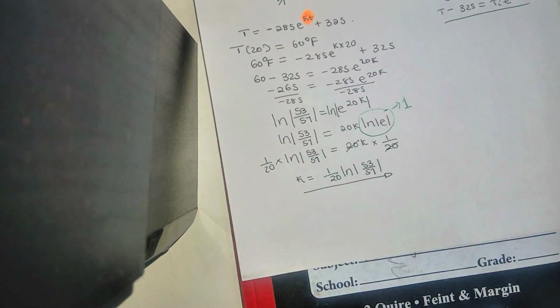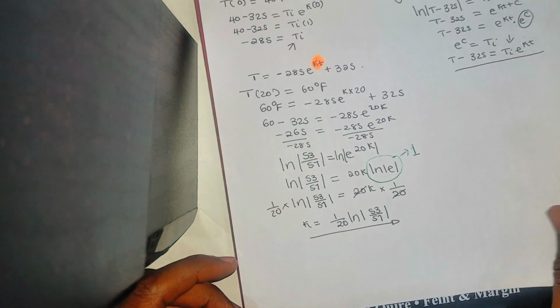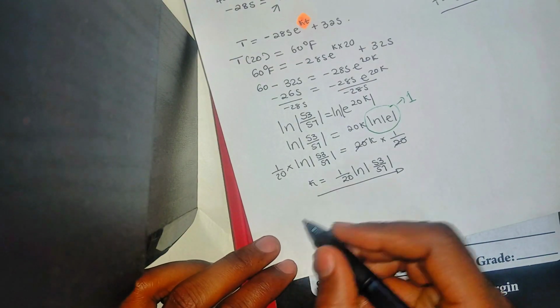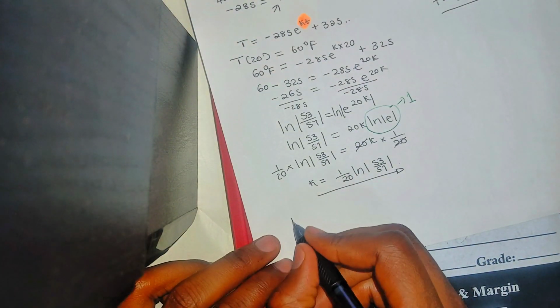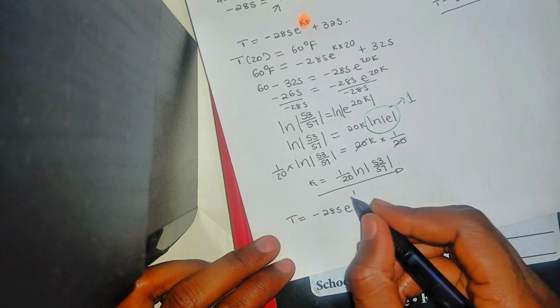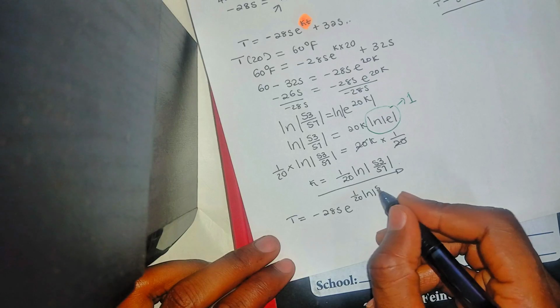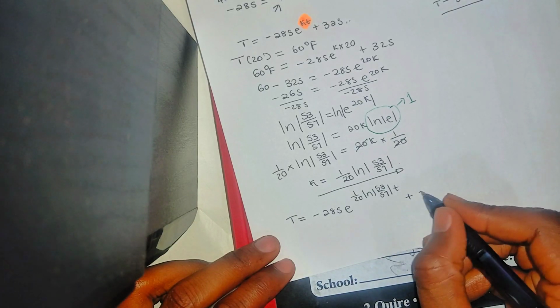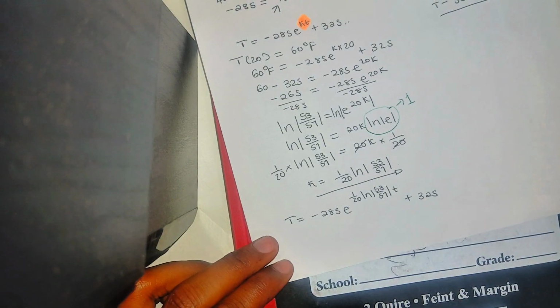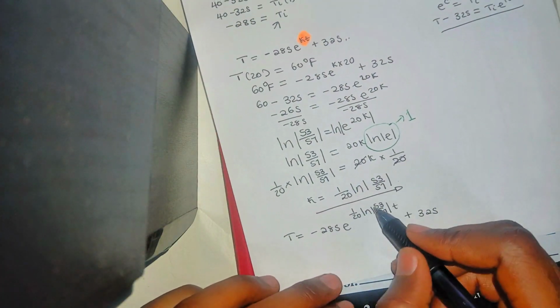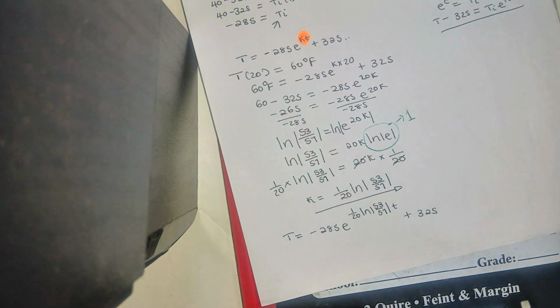So if you are asked to write your equation in standard form, that means you will be ready to find your time, right? So you just come back here and say, T is equal to negative 285 e to the power 1 over 20 natural log 53 over 57 times t, plus 325. Why am I not using my calculator here and always carrying this thing? It is because I want an accurate answer. I don't want to mix this up. You must make sure you don't mess this up. Write it properly.